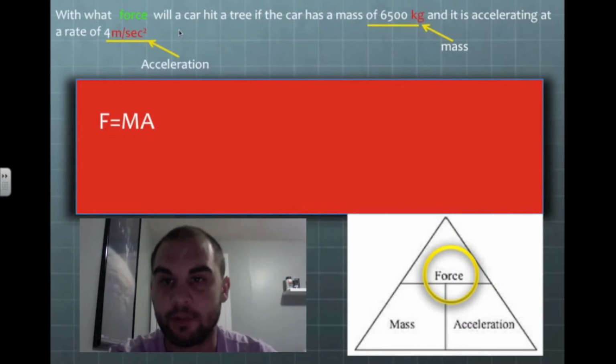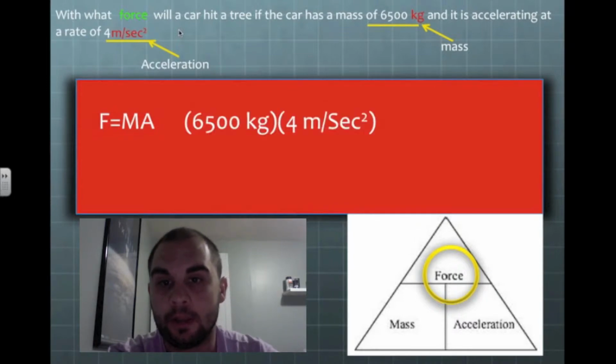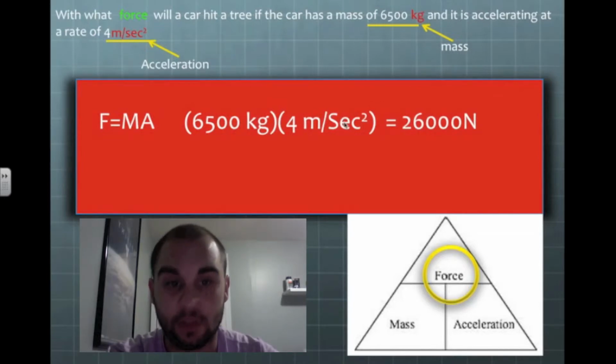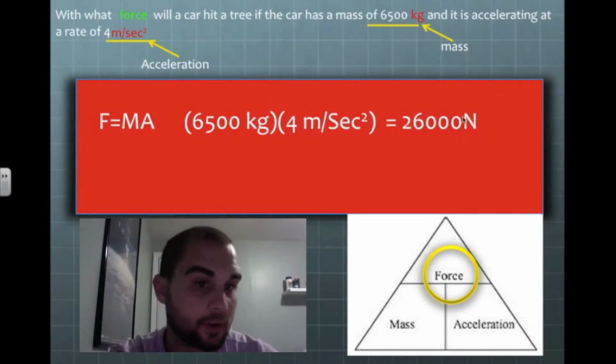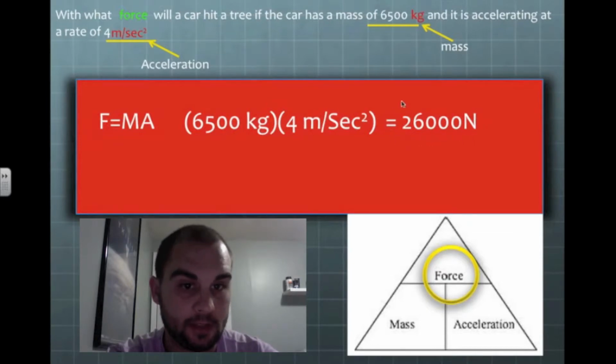So the first thing I'm going to do is plug in the units that I know. So 6,500 kilograms is my mass, and my acceleration was 4 meters per second. When I multiply those together, I get 26,000 newtons. I have a newton because force, remember, is going to be recorded with newtons as its units. Let's do another one.